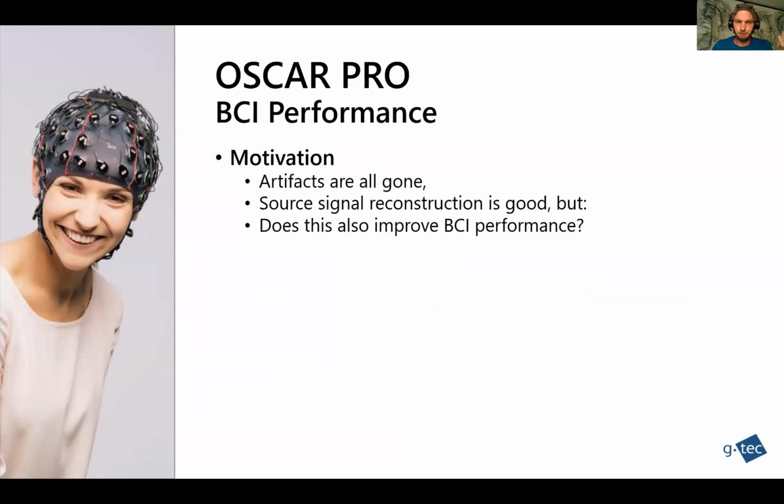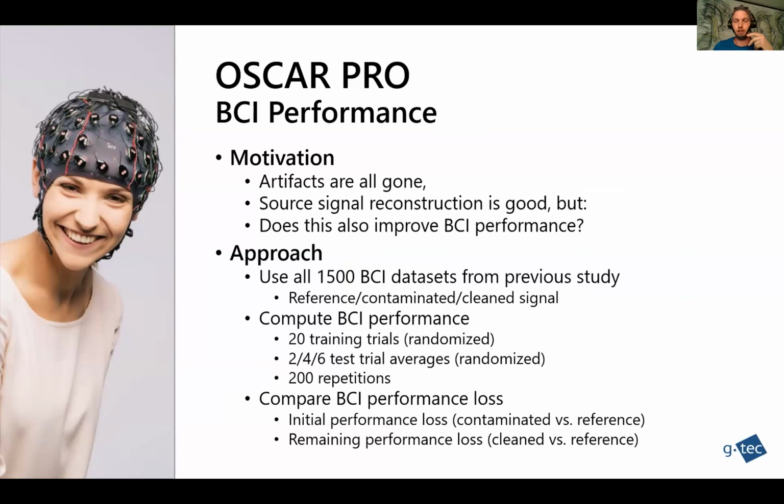So taking that further, we have gotten rid of the artifacts. We're quite satisfied with the signal reconstruction, but how does this translate to BCI performance? So that's also something we investigated. Luckily, those data sets already contain some BCI paradigm, so we used that, and we computed the BCI performance on those data sets. We used 20 training trials, randomized, of course, and to get the actual performance, we used 2, 4, and 6 test trial averages, all randomized, of course, not from the same trial pool, and we repeated this 200 times to get stable results.